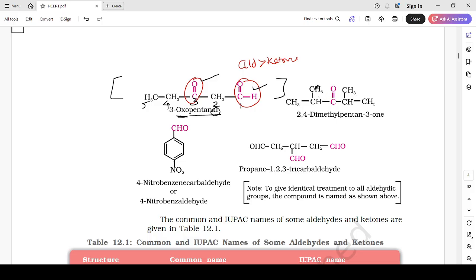Okay. 1, 2, 3, 4, 5. Either way, 1, 2, 3, 4, 5. So we can see in either way at the second position and the fourth position, 2 methyls are there. So 2,4-dimethyl, 5 carbon system it is. Pentan. Third carbon ketone is 3-one.